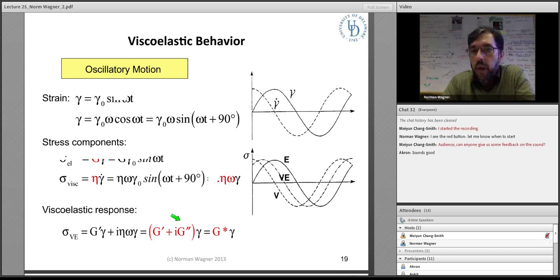A Newtonian fluid will be in phase with the strain rate. A perfect Hookean solid will be in phase with the strain. Again, I realize I'm covering a lot of things quickly. Some of you will be familiar with them, some of you will not, but they're here for reference.